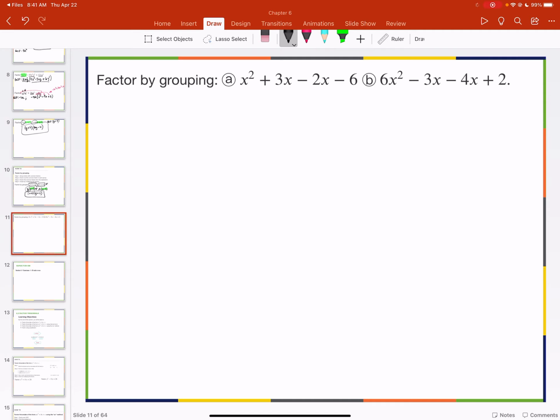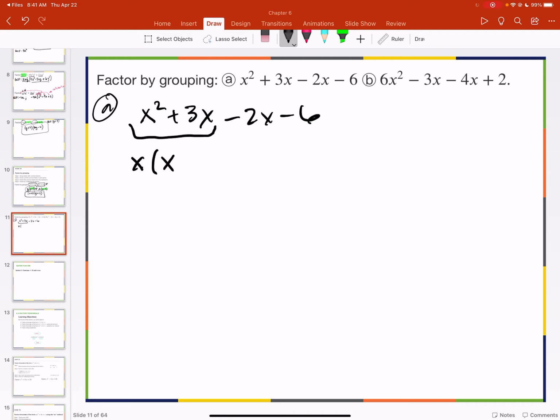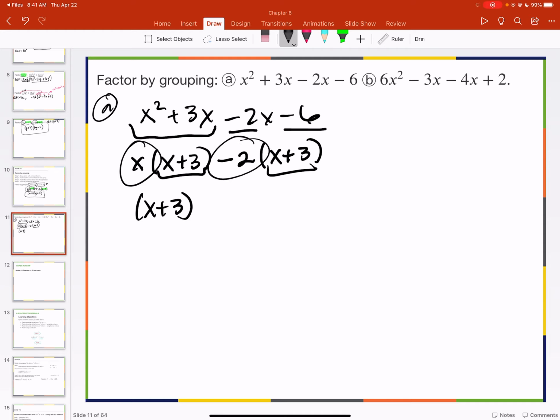So factor by grouping. So I have x squared plus 3x minus 2x minus 6. Out of the first 2, I can factor out an x, leaving me with x plus 3. Out of the second 2, I can factor out a negative 2, which leaves me with x plus 3 again. So now that these are the same, I can say, okay, that's x plus 3. What's left on the inside is x minus 2. Okay, so that's that one. Let's go ahead and do the next one.